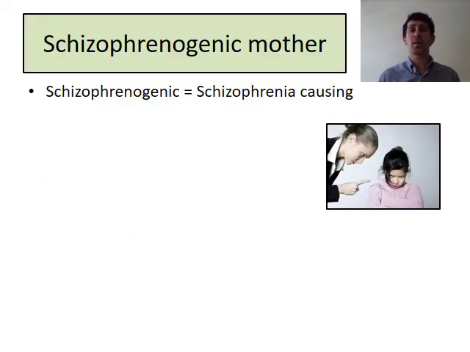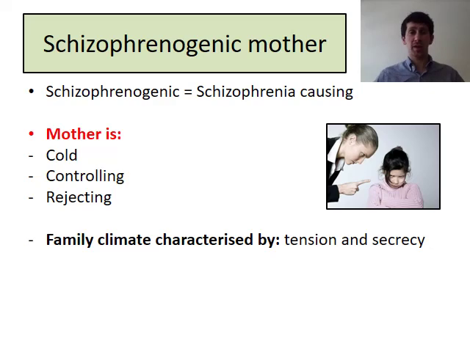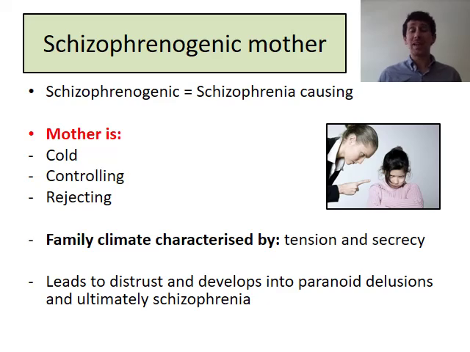So the schizophrenogenic mother basically means schizophrenia-causing mother. This is where the mother is someone who is cold, controlling, and rejecting. And what that can mean is it creates a certain type of family climate. That family climate is going to be characterized by things such as tension, secrecy, children not wanting to give away their secrets, a very tense environment in the home. And what this leads to is a distrust between the mother and the child, and that can develop into paranoid delusions and ultimately schizophrenia in the child.